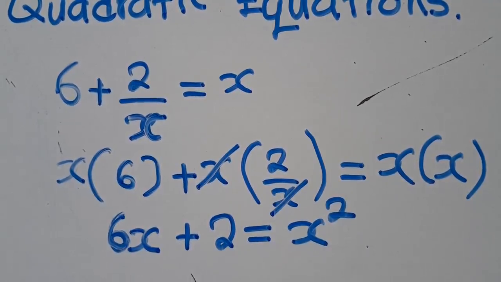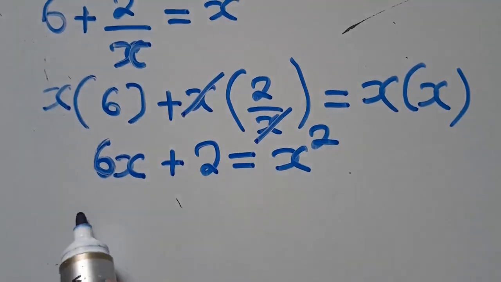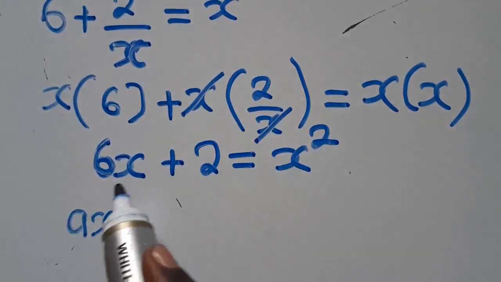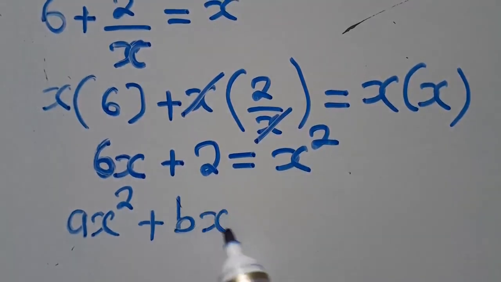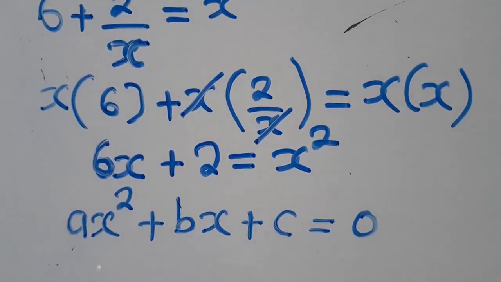You check: is this written in a way that a quadratic equation is supposed to be written? No. So what do you do? You rewrite or rearrange it in the way it is supposed to be written. You know that the format of a quadratic equation should be like this. This is how a quadratic equation is supposed to be. This is how you need to do it.